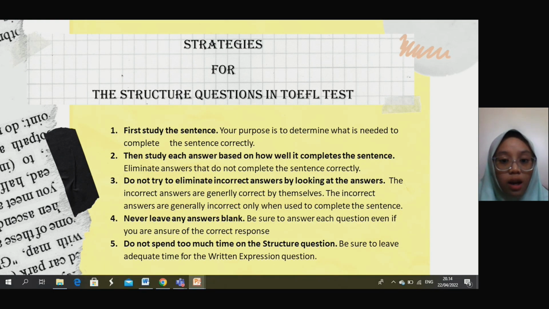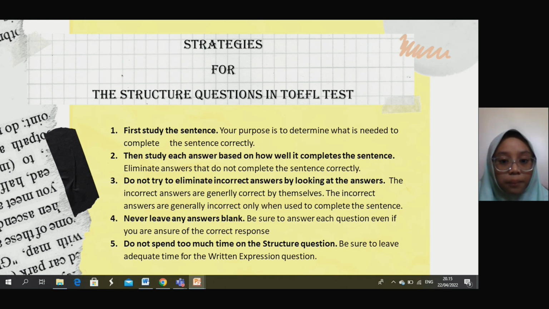As you can see here, there are several strategies for the structure question in the TOEFL test. The first step that must be done, namely, first, study the sentence. So, you must study the sentence or read the whole sentence carefully. Why? Because your purpose is to determine what is needed to complete the sentence correctly. After you read the sentence, what is missing?